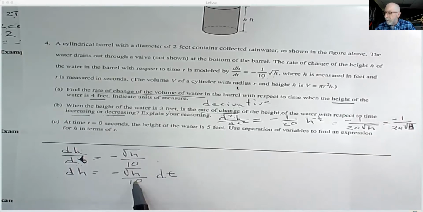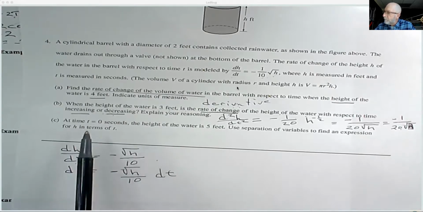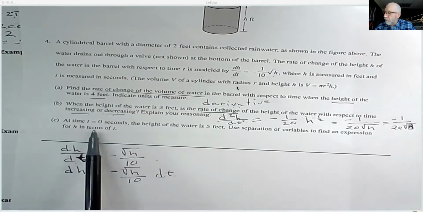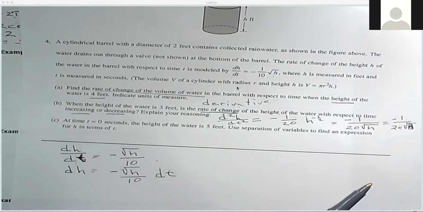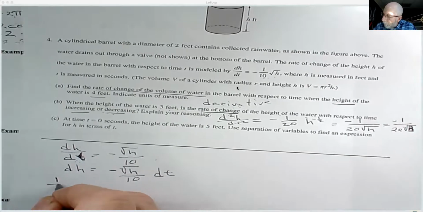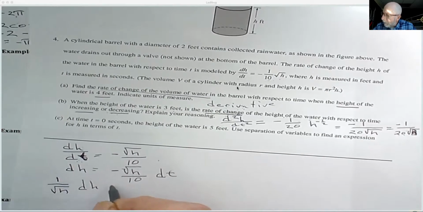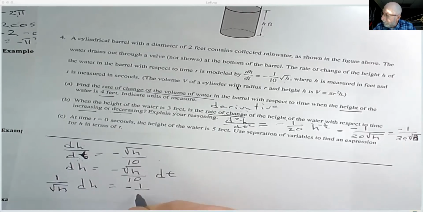I can leave a constant over here. In fact, having a constant over here is okay, because this is the independent variable. This is going to be the dependent variable, because it says find an expression for h in terms of t. So I want h by itself. Okay, Adam? So how do I get this h over to the left side? I don't suppose you could just divide the h out. Yeah, it's going to be 1 over the square root of h dh. Are you okay with that? Yeah. And over here, I'm going to be left with negative 1/10 dt.